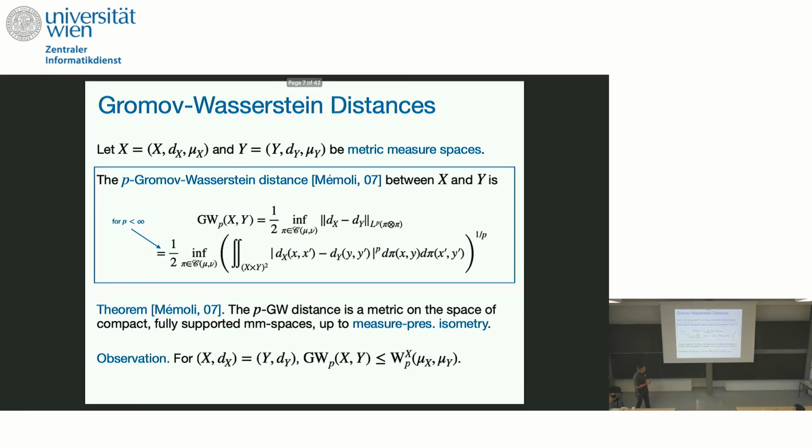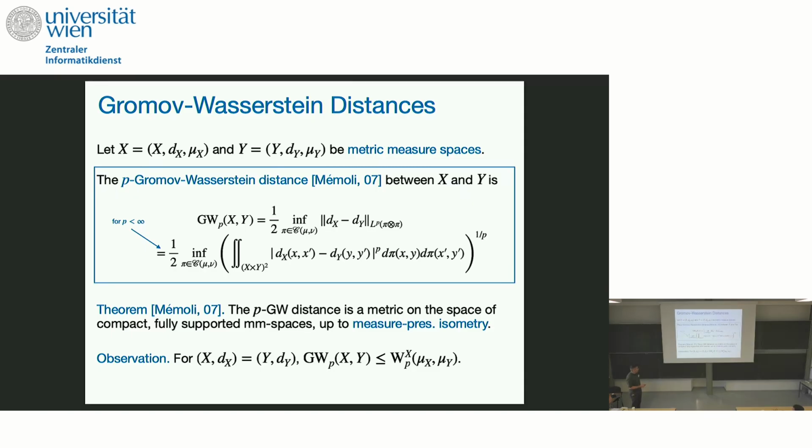All right, so you can define this thing, and then it's theoretically well behaved in some respects at least. So in Facundo's original paper, he proves that the PGW distance, the p-Gromov-Wasserstein distance, defines a metric on the space of compact, fully supported metric measure spaces up to measure-preserving isometry. What does that mean? It means it defines really a pseudometric, but you get distance 0 when the things are related in this precise way. So if there's a function from x to y, which takes mu x to mu y, and which is an isometry, so it preserves the metric, then I get a distance 0.